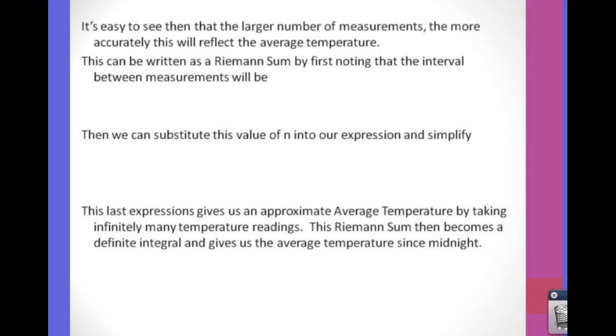So this can be written as a Riemann sum by first noting that the interval between measurements will be... So let's say that we make the interval between the measurements depend on n, where there's 24 hours in a day. And we're dividing them into, we don't quite know how many, but we're dividing them into equally spaced t's.